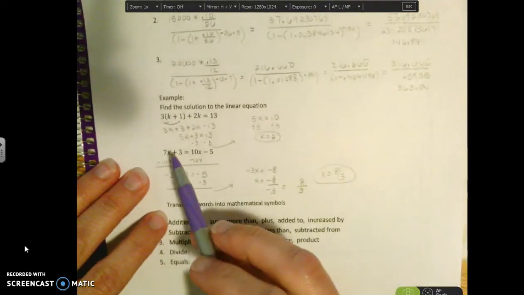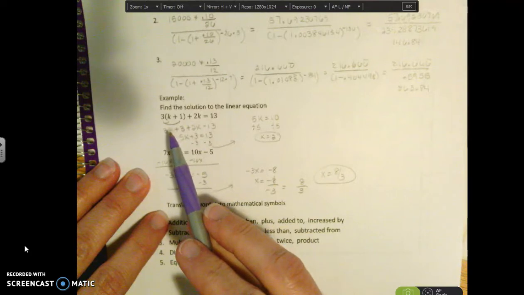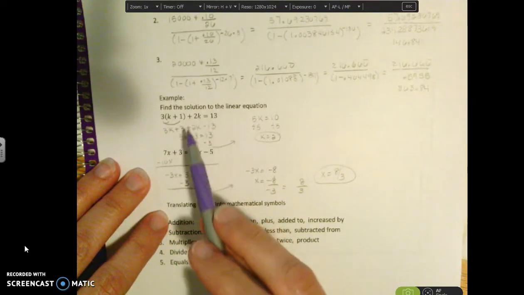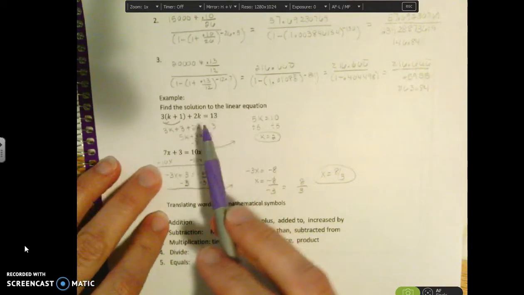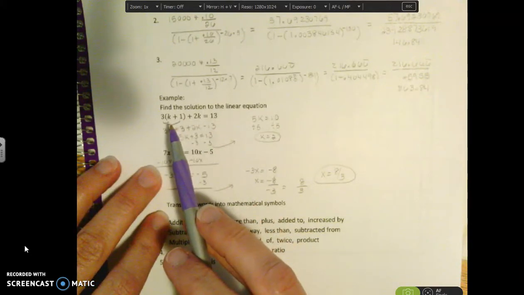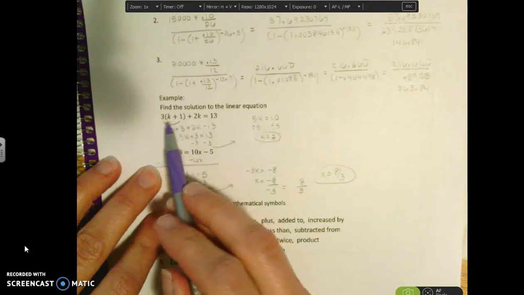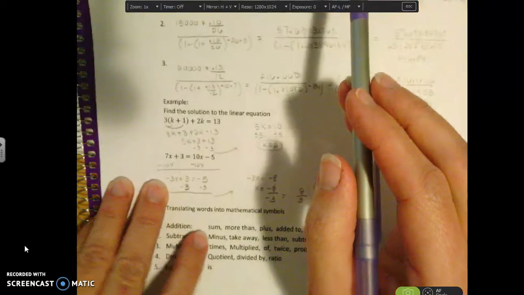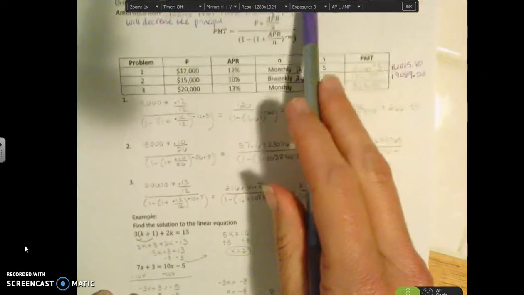Another type of problem that we do in this section is just simply solving equations. That means I'm trying to find the value that I can substitute in for k to make this expression true. So we do that by first getting rid of parentheses. So there's our order of operations which says do the parentheses first. So I'm going to do my parentheses.